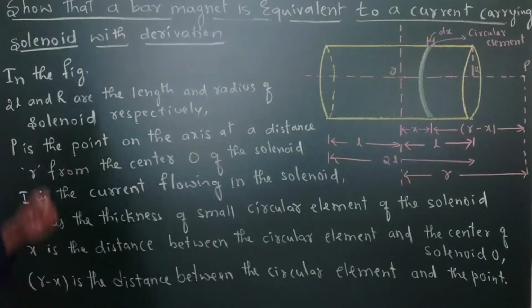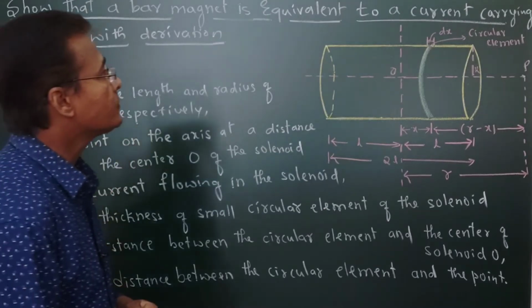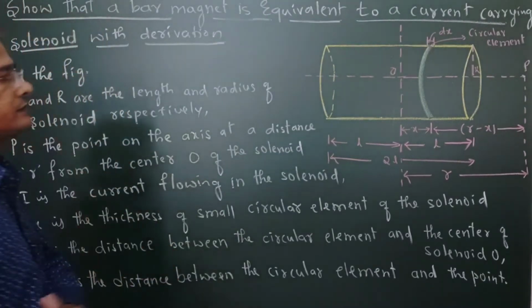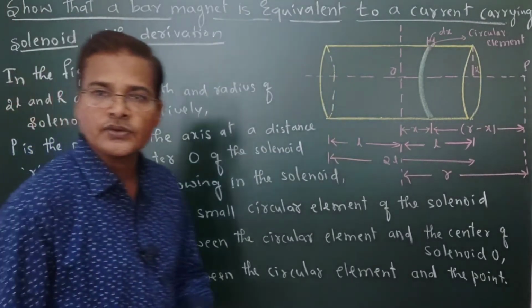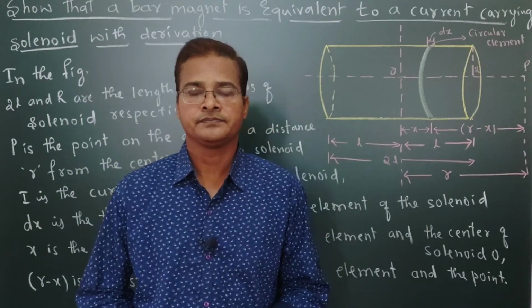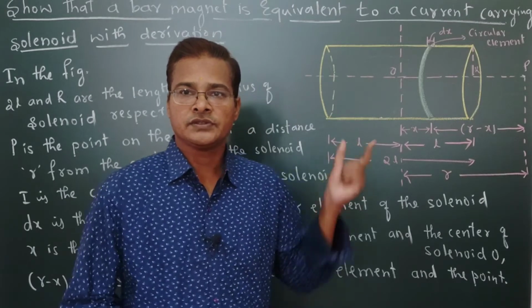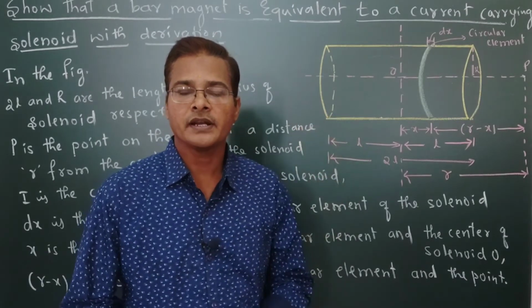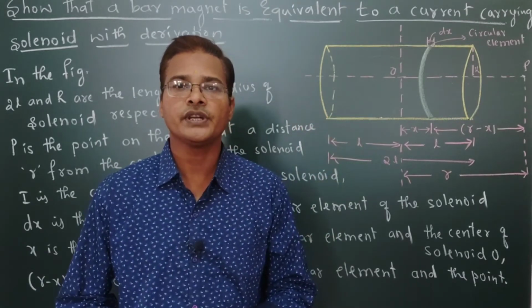Show that a bar magnet is equivalent to a current carrying solenoid. This solenoid will behave like a what? Bar magnet. It behaves like a bar magnet when current is flowing through it.